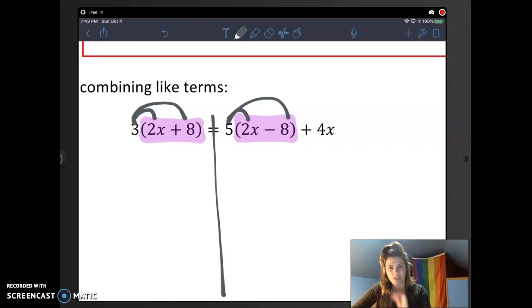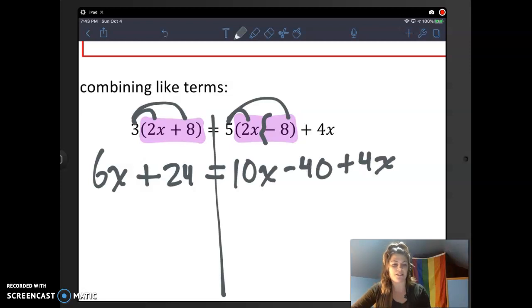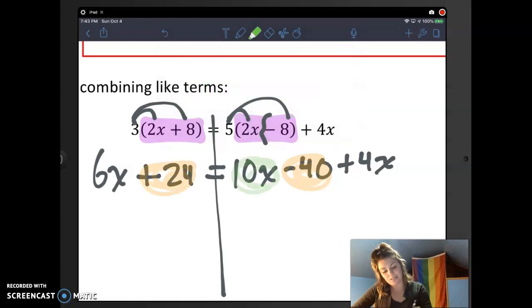First, distributing, 3 times 2x, that's 6x. 3 times 8, the 8 is positive, and the 3 is positive, so we get 24. All right, keep going. 5 times 2x, 5 times 2 is 10. Keep the x. Notice this 8 is negative, right? So 5 times -8 is -40, and then we didn't do anything with the 4x because it's not in the parentheses. Now I'm going to go through, I'm going to highlight my groups of ones, I'm going to highlight my groups of x's.